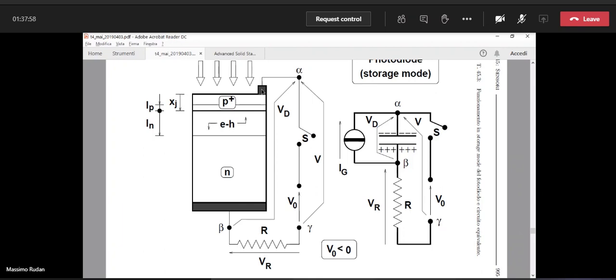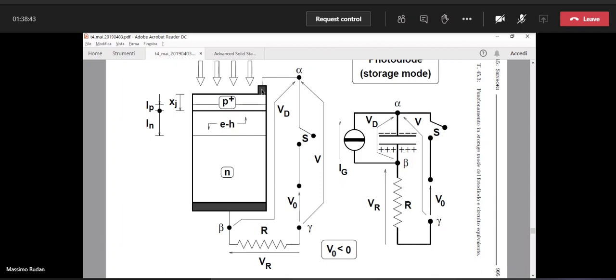So why is this device better than the photoresistor? Because since the saturation current of the PN junctions is small, the additional current produced by the photons is large with respect to the current that is present in the device when it is kept in the dark, okay? So for this reason, we have a much better signal to noise ratio in this device with respect to the photoresistor, okay?